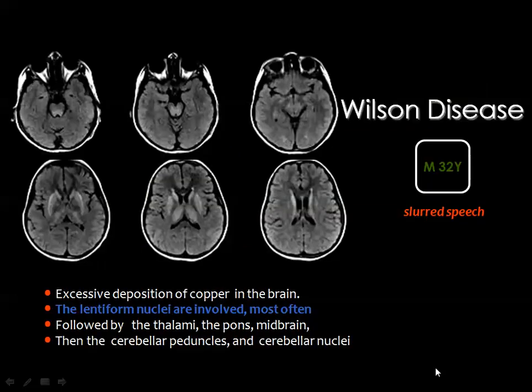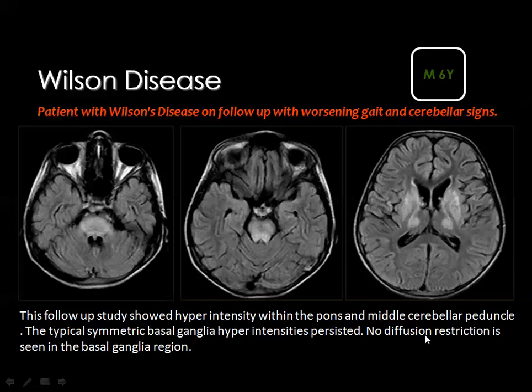The main imaging findings are affection of the basal ganglia and the brainstem. Here in this disease, the lentiform nuclei are involved most commonly, followed by the thalami, the pons, the midbrain, and then the cerebellar peduncles and the cerebellar nuclei. In this disease, you can see abnormal appearance of the basal ganglia in the form of high signal intensity in the T2 and the FLAIR, low signal intensity in the T1 weighted images.